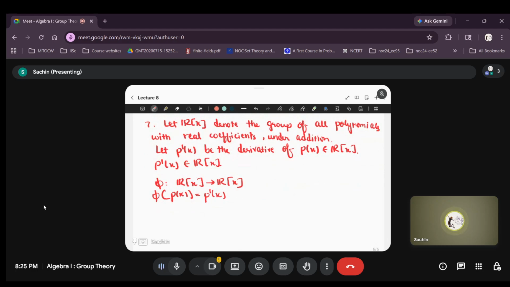Yes, derivative. If p of x is 3x square plus 2, then p prime of x is the derivative, 6x. That will also be a polynomial in x with real coefficients. If p of x is simply a constant, then its derivative is 0. Both belong to R of x.